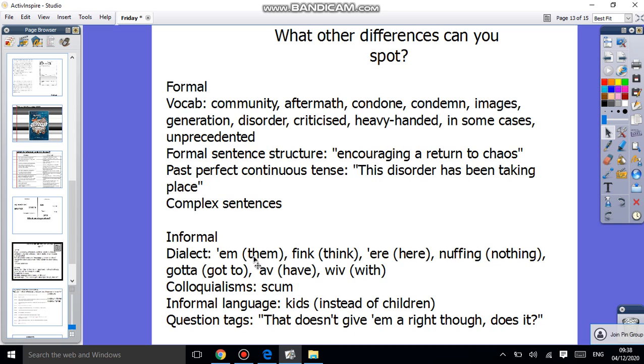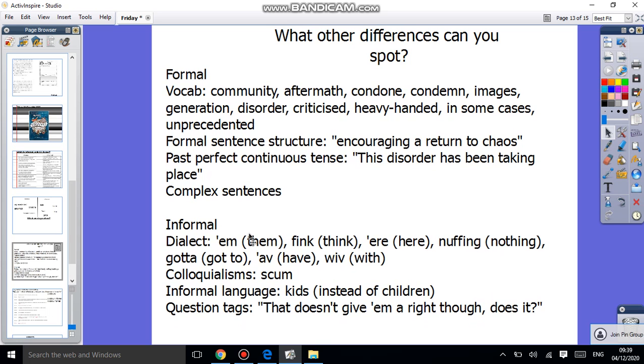And then we've got the informal. We've got dialect. As we said previously, is them, got it is got to. We've got think is think, ear is hear, nothing is nothing, have, with. We've got the colloquialism of scum. We've got the informal language, as we said, kids instead of children. And question tags. That doesn't give them a right though, does it? Also a bit of dialect there.